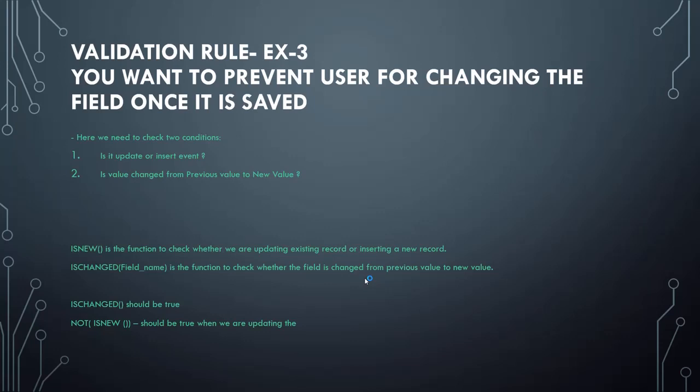Both conditions we have to include in the AND operation, and if it is returning true, that means the user is changing from the previous value to the new value in an update event, and we are not allowing that particular field to be changed in the update event. You can try this validation rule in your practice org and see how it is working.